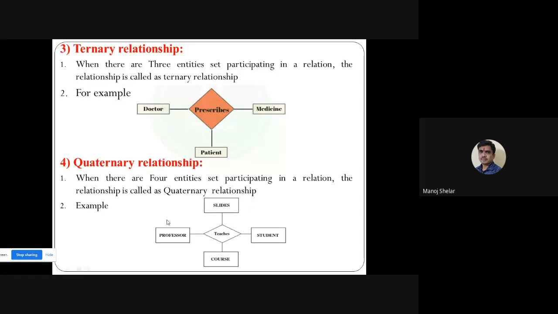Here is a simple example. In this example, professor is one entity, course is one entity, student is one entity, and slide is one entity. These four entities are connected to this teaches relationship. So teaches is the relationship. Here professor, slide, student, and course. This is a simple example of the quaternary relationship.